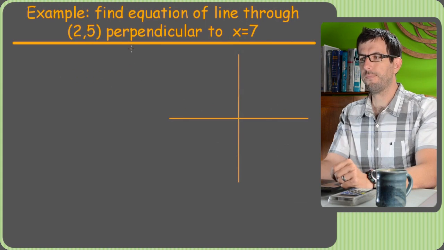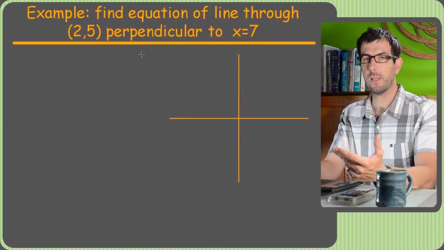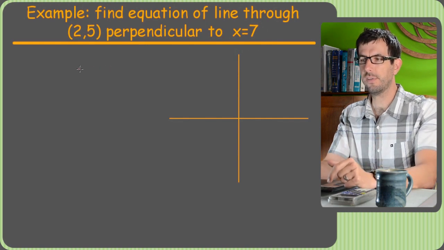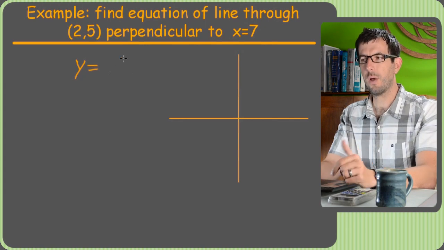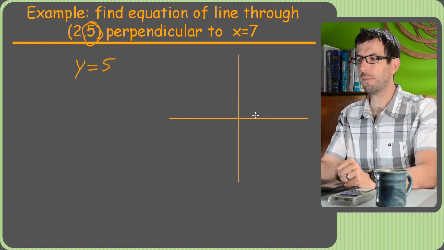Similar thing's going to happen if we start with an x equals number. Now, as we saw a second ago, the perpendicular line, you just switch letters. So the opposite of x equals 7 is y equals something. Not necessarily 7, though. This y-coordinate is going to be whatever the y-coordinate is of the point that the line goes through. So it's going to be y equals 5. If you don't believe me, we can just plot it up real quick and make sure.